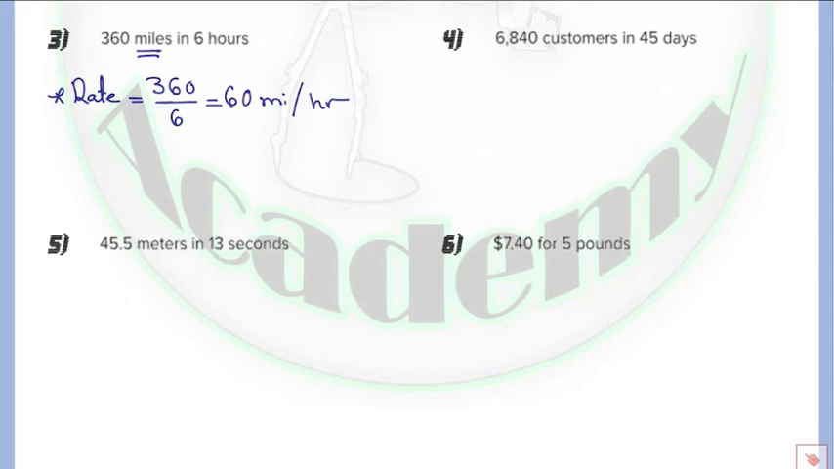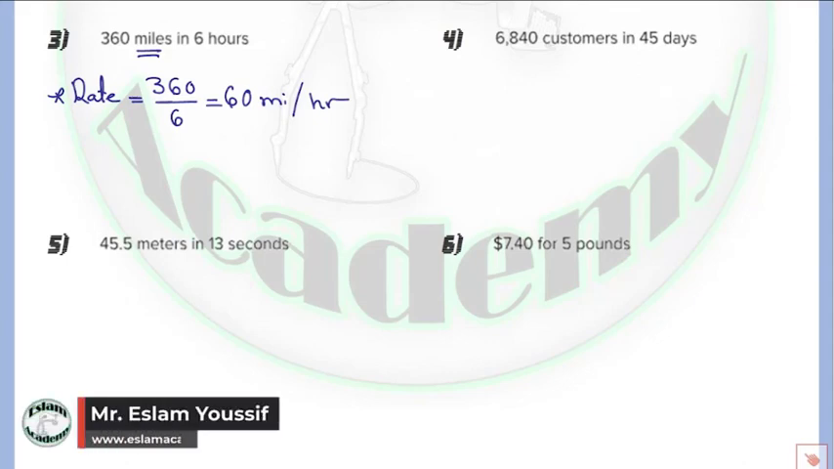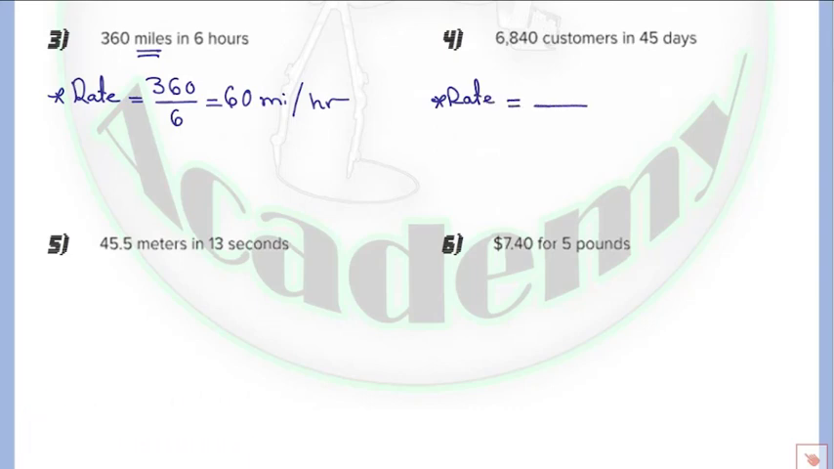In question number 4, we have a relation between the number of customers and the number of days. Now we need to find the rate. We said for the rate, we compare between the two numbers by division. So the first one, which is 6,840, we divide it by 45. Now you will find that the answer is equal to 152. The first quantity has the unit customer, and the second one is day. So 152 customers per day.